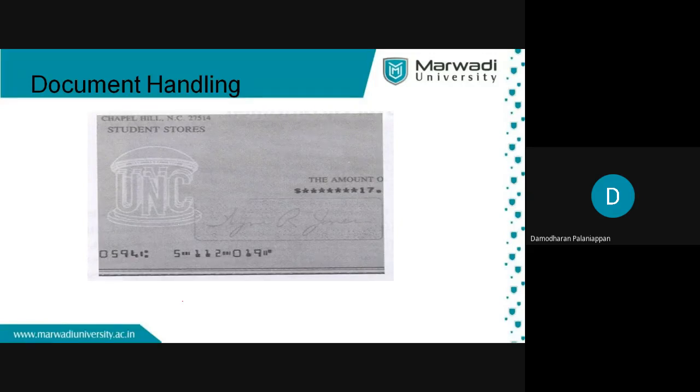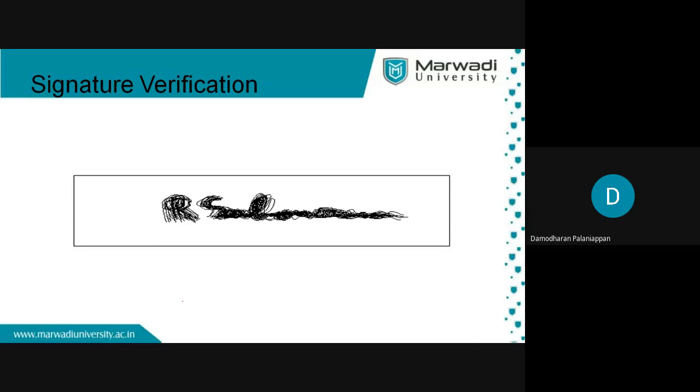If you go to the bank, there is signature verification. If you are opening an account in the bank, they ask for your signature. The signature will be scanned and stored in the database. Whenever you take money from your account through a check, you have to sign the check. That signature will be checked by the system against the previous signature, whether it is matching or not. It can be done by using image processing applications in the bank.